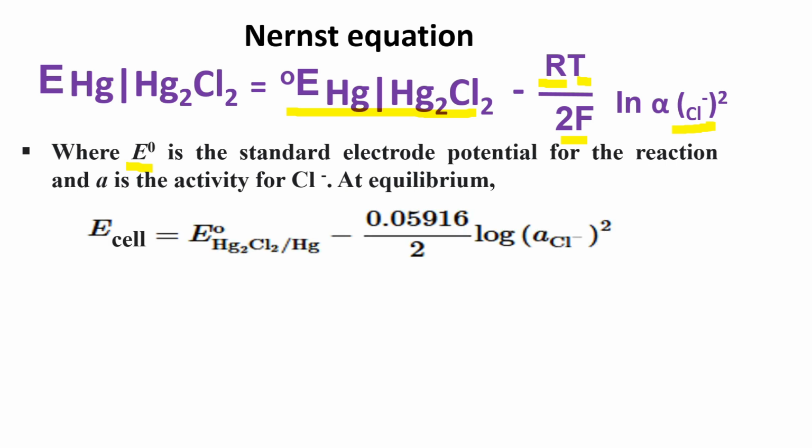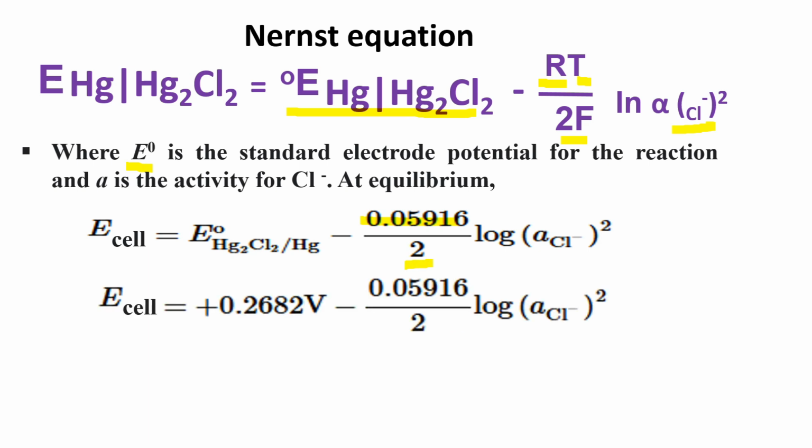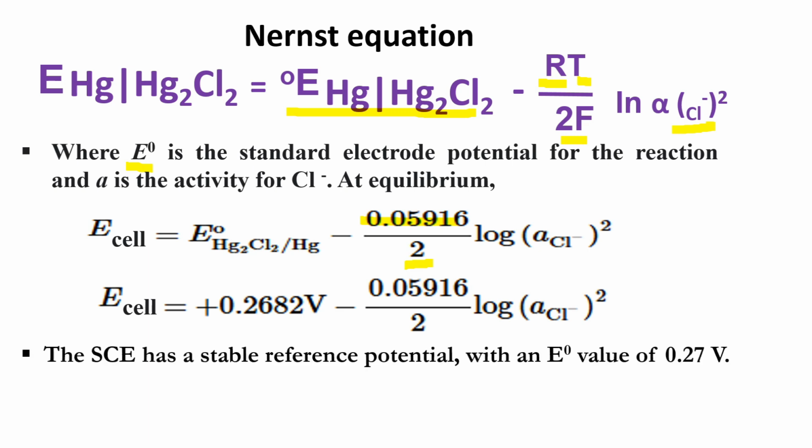This can also be written as the electrode potential of the cell, and here this is the value for the gas constant and temperature divided by Faraday, and we get the electrode potential of the cell. The saturated calomel electrode has a stable reference potential, that is 0.27 volt.